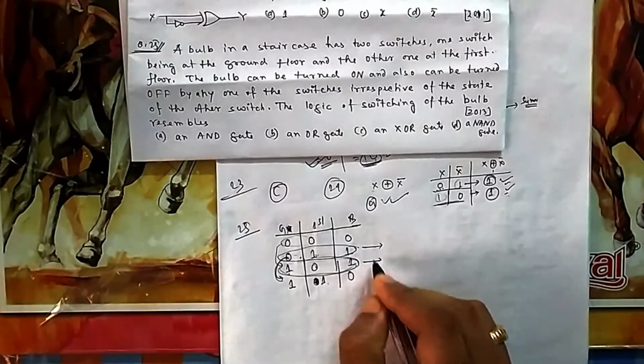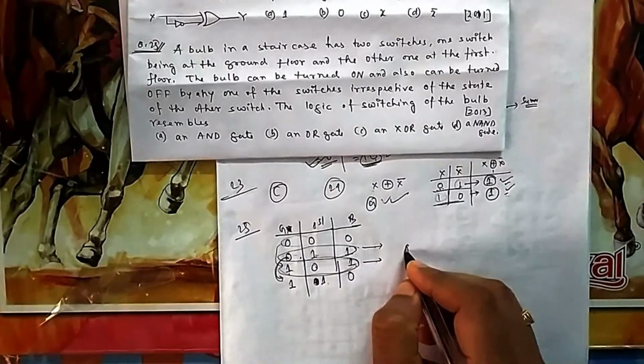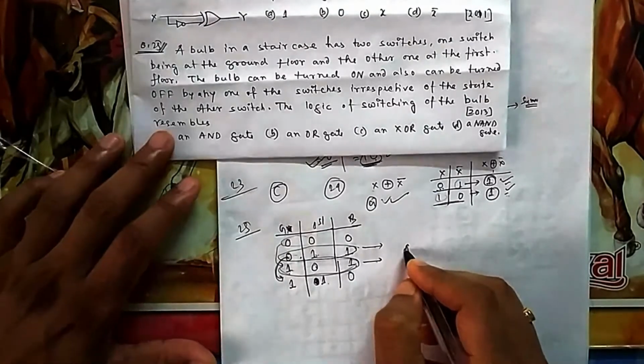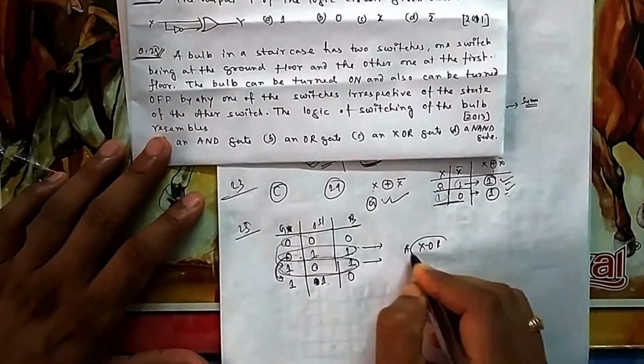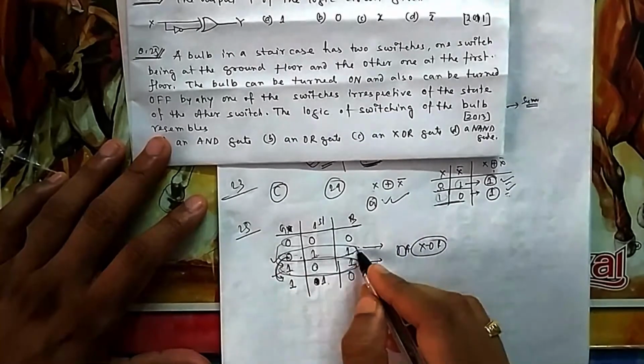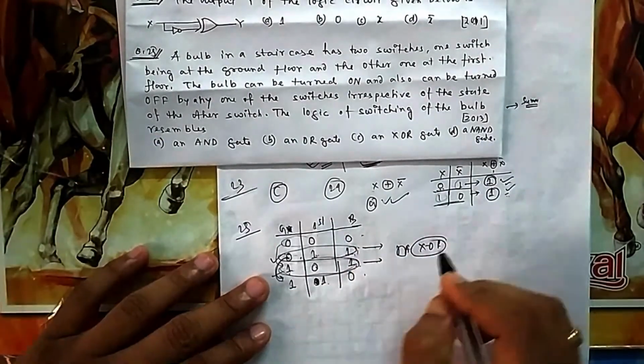So you see these two outputs are 1. So which output is 1? This is OR operation only. That is XOR. Sorry, not OR, XOR. If you see, odd parities are 1, even parities are 0. That is your option C.